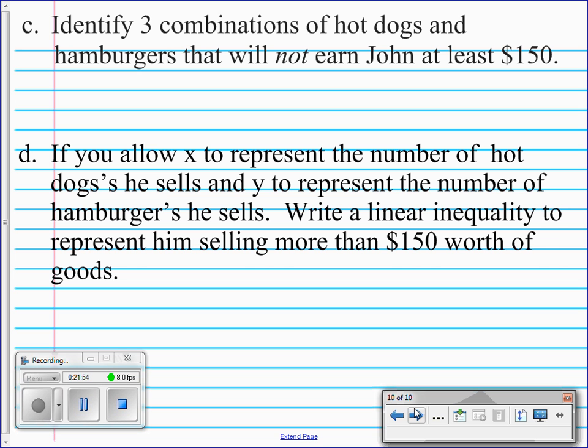Okay, part C, same type of example, but now we're trying to find combinations of hot dogs and hamburgers that will not earn John at least $150. So once again, I'm going to go with the easiest one possible. And the easiest one would be 0 hot dogs and 0 hamburgers. If he sells 0 hot dogs and 0 hamburgers, that means he's going to make $0, and 0 is less than 150. It's nowhere close to $150.